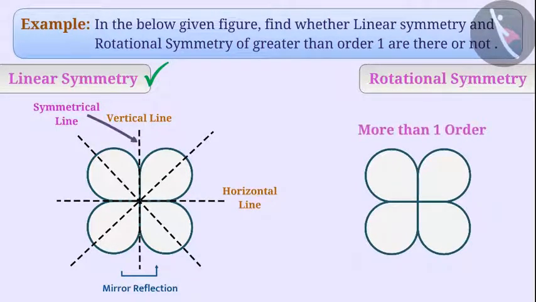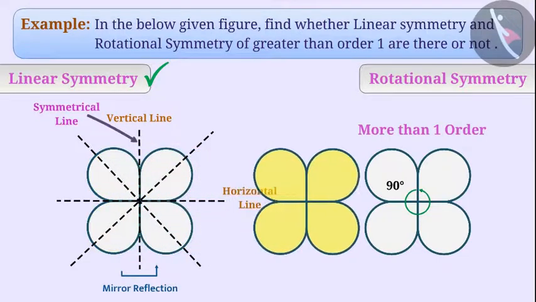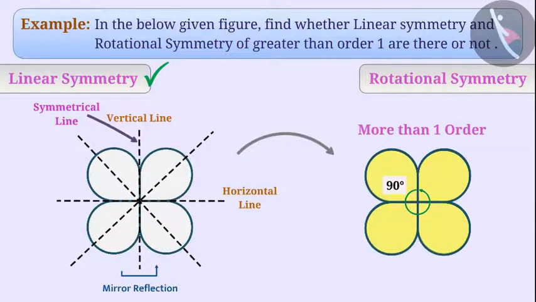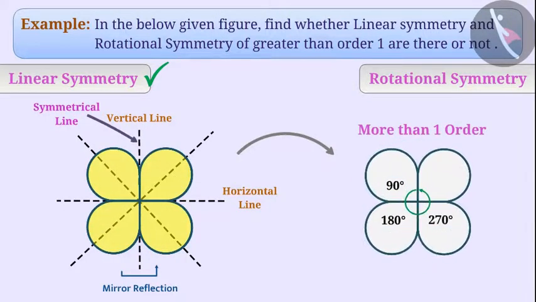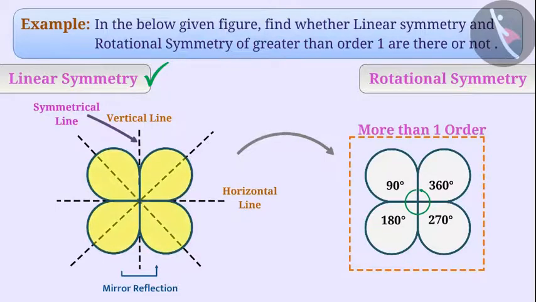Here we see that if we rotate the figure at an angle of 90 degrees around the center, then we get the figure exactly matching the initial shape. Similarly, if we rotate the figure at angles of 180 degrees, 270 degrees and 360 degrees, then in these cases also we get a shape matching the initial shape. In this way, there are 4 positions in an entire circle when the shape looks the same as before.